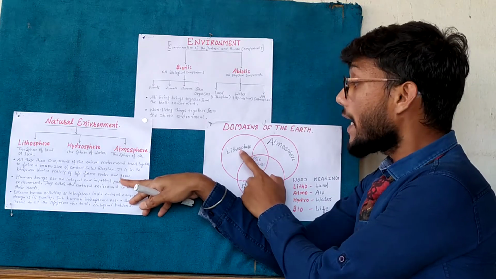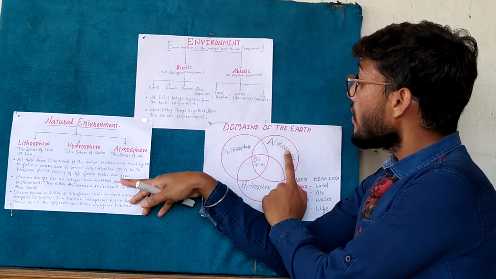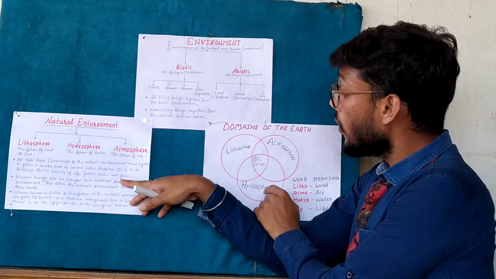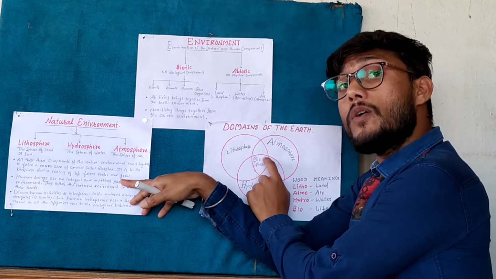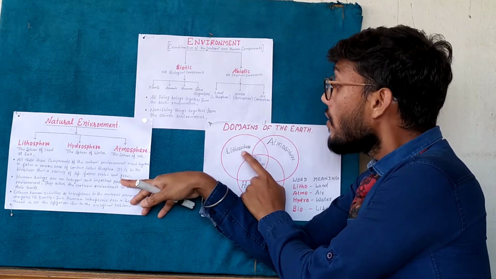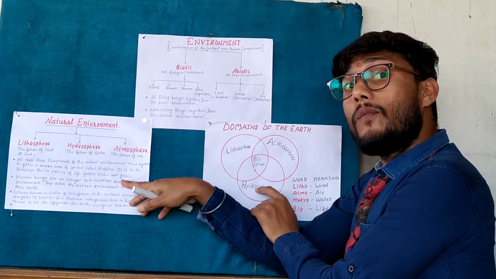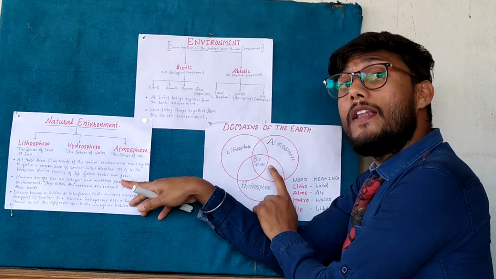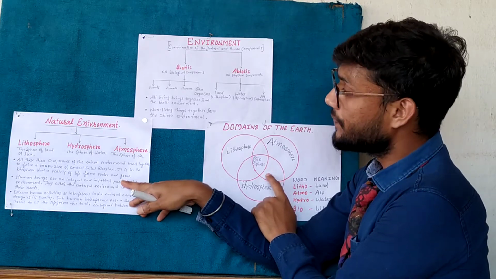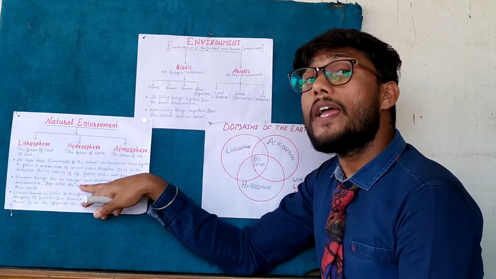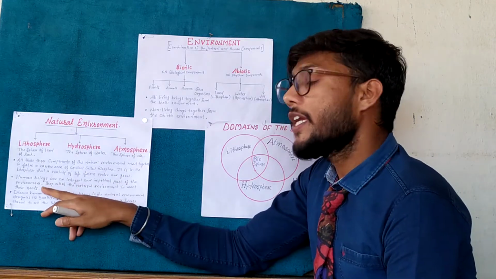Because we cannot live without land, and we cannot survive without water. So the biosphere is the only sphere where water, air and land are available.